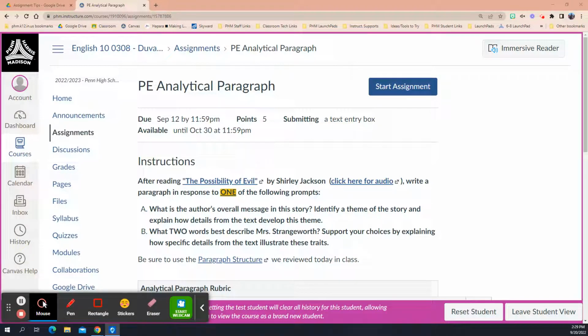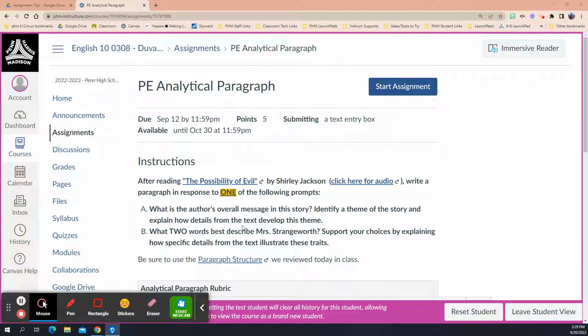So, you need to make sure that you've read the story. There's audio available here for you, as well as a PDF of the story. And then you can work on actually writing your paragraph.